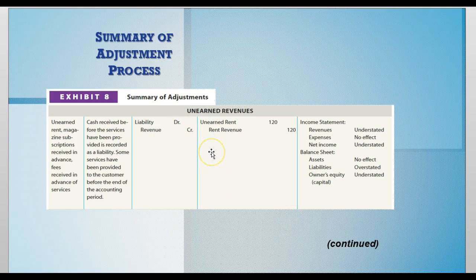So now you're going to take some of that unearned rent out, okay, and put it into revenue, which is what this entry is right here. Unearned revenue gets debited, which decreases it, right? And rent revenue gets credited, which increases that. Now the accounts affected on the income statement, obviously the revenues. If you don't do this, they're going to be understated, and then the net income is going to be understated. No effect on the assets, right? But the liabilities would be overstated, and the owner's equity would be understated in this instance.